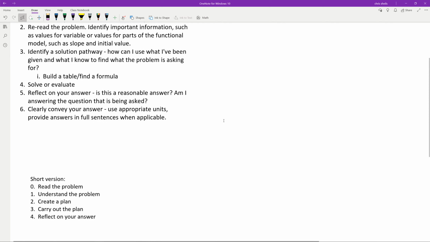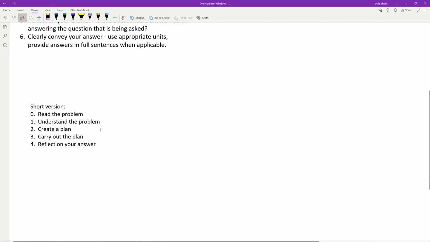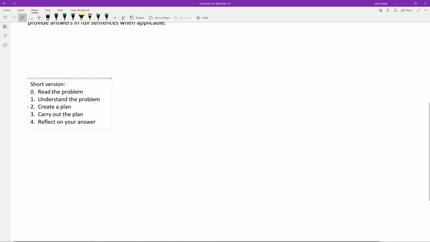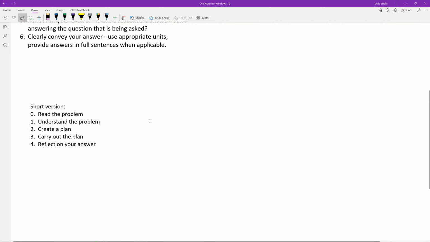I also wrote out a shorter version of this. This can be reduced to a few shorter sentences that are less in depth. Again, the first thing that we have to do before anything else is read the problem. Then we have to understand the problem. Understanding often involves rereading, right? Then we create a plan, and then carry out the plan, and then we reflect on our answer. This is the same idea, just shorter.